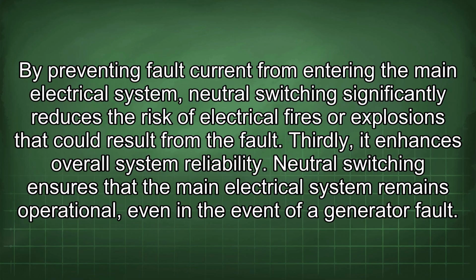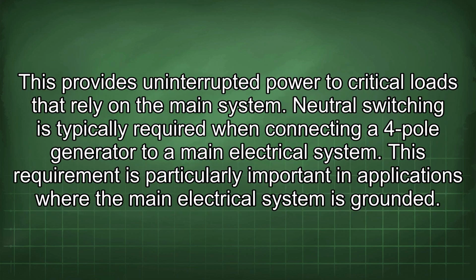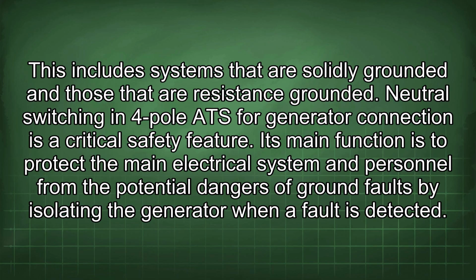Thirdly, it enhances overall system reliability. Neutral switching ensures that the main electrical system remains operational, even in the event of a generator fault. This provides uninterrupted power to critical loads that rely on the main system. Neutral switching is typically required when connecting a 4-pole generator to a main electrical system. This requirement is particularly important in applications where the main electrical system is grounded. This includes systems that are solidly grounded and those that are resistance grounded.